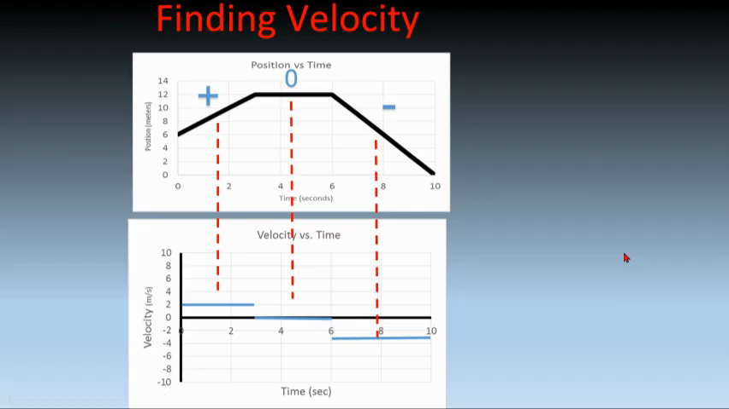And so you can see here we're able to find the velocity anywhere on the position versus time graph. While it's going forward, we had a positive velocity. While it was flat, we had a 0 velocity. While it was going down, we had a negative velocity. Right? And we're able to find out what those numbers were by finding the slope of this line. All right, so that's how you can find the velocity from a position versus time graph.